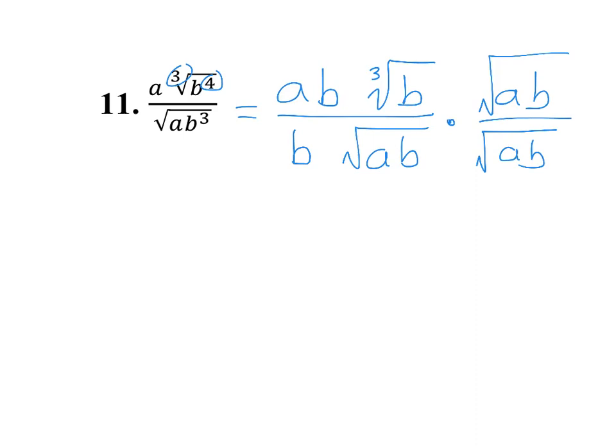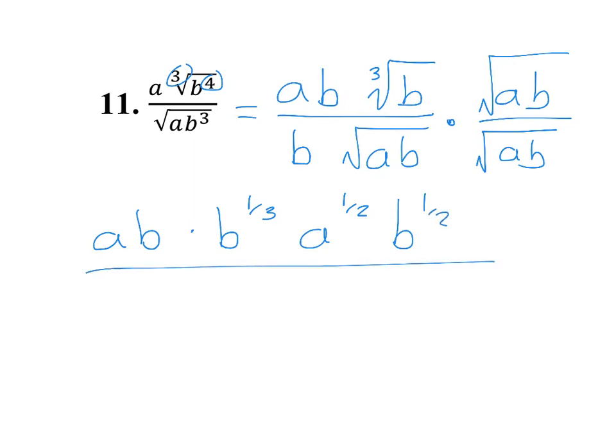So on the top, how do we combine those radicals? I think the easier way to combine those radicals would be to change them to exponent form. So I would have b to the 1/3, and then a to the 1/2, and then ab to the 1/2. In the denominator, we have b times ab, so that would be ab squared.